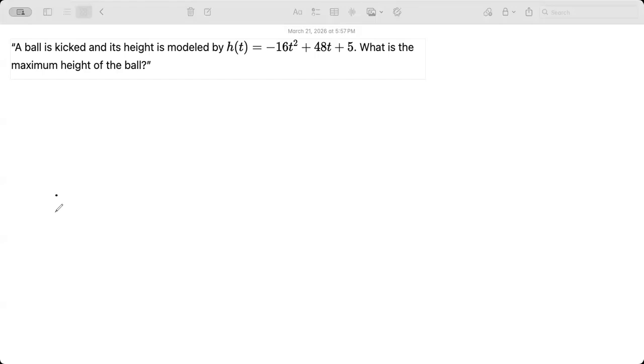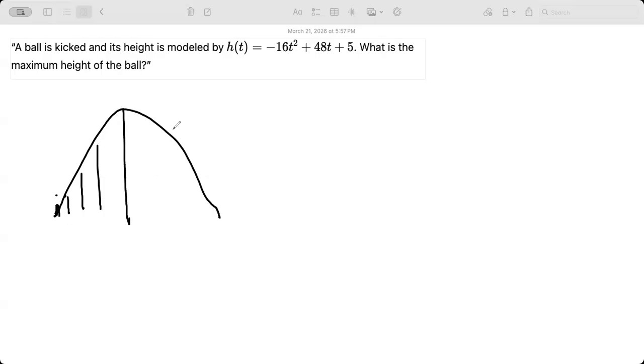A ball is kicked. I'm standing here, I'm kicking a ball. See, this is how I draw. The height at any point is being tracked by h of t, which will be equal to minus 16t square plus 48t plus 5. So the parabola, the graph, is this. What is the maximum height of the ball reached? What are they asking? What is the highest y value of the graph?